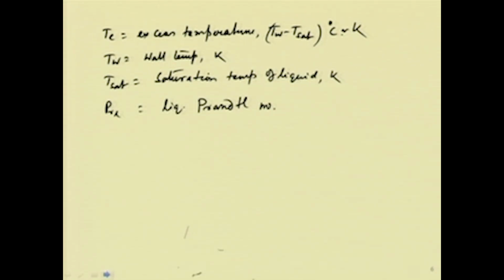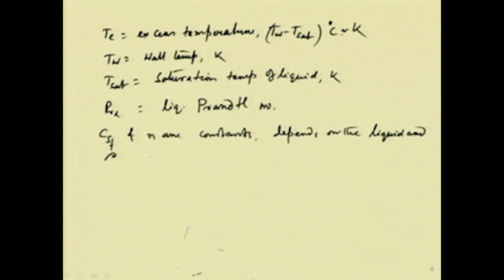And then the values of C SF and n are constants. They depend on the geometry, the material of construction and the fluid, rather the liquid and surface combination for the boiling operation. Okay. Now, typically if we say water and stainless steel, C SF and n are 0.01 and 1.0.